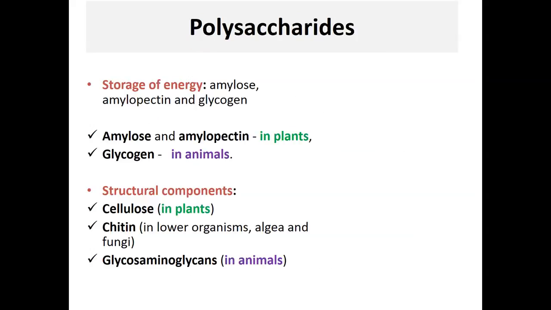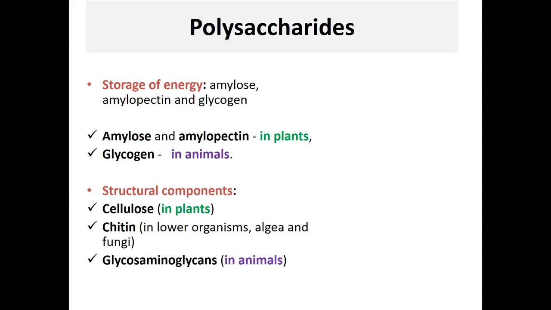Now, the polysaccharides. We mentioned the monosaccharides and the disaccharides. Now we talk about polysaccharides, glycogen, our glucose storage. Amylose, amylopectin, and glycogen. Glycogen, in our body, is our storage form of glucose. Amylose and amylopectin, you find those in plants.